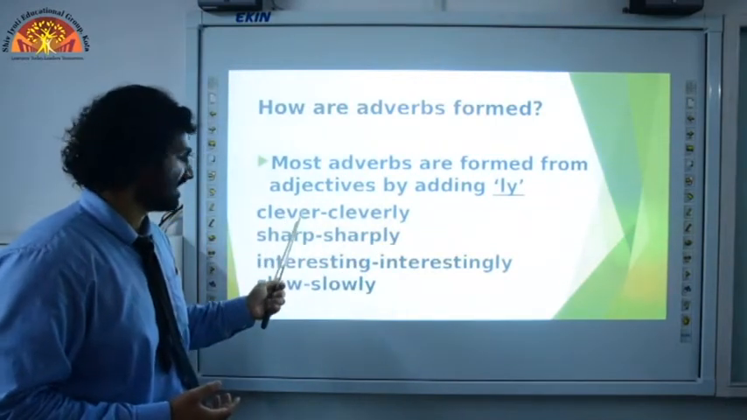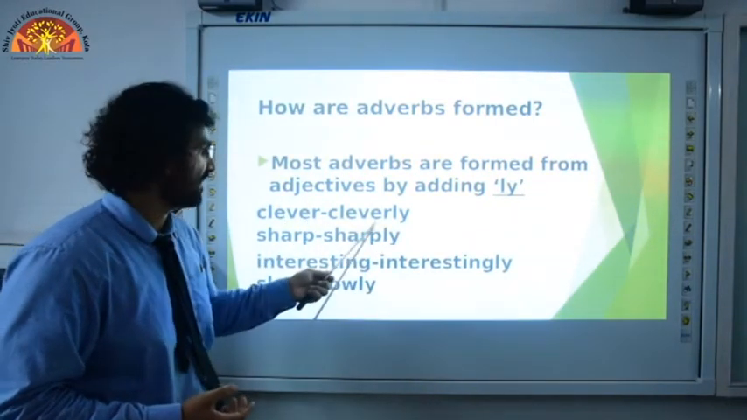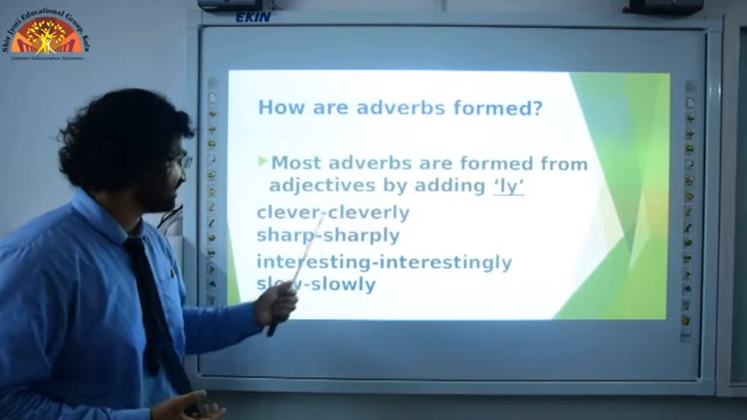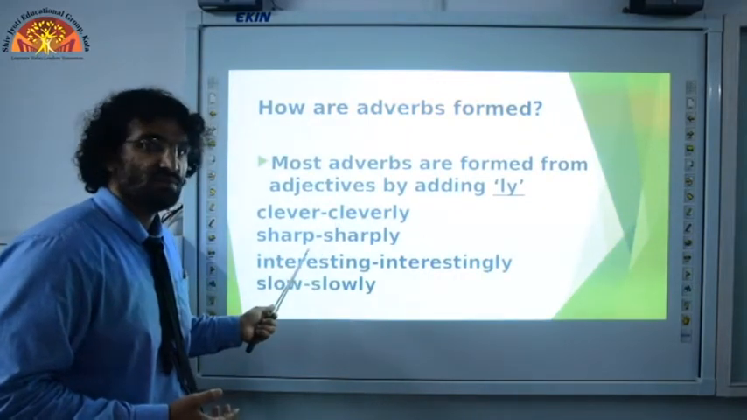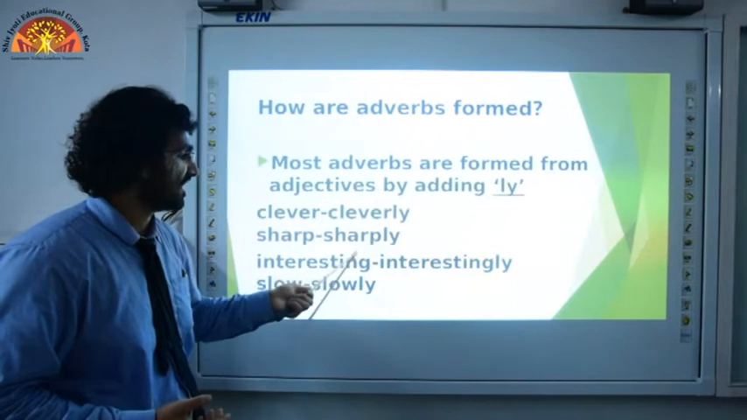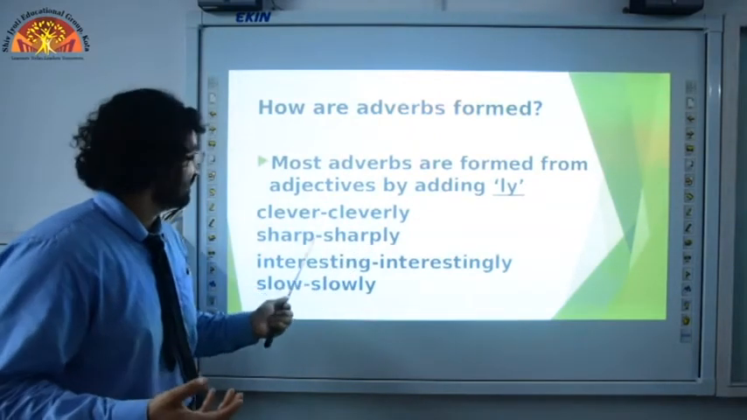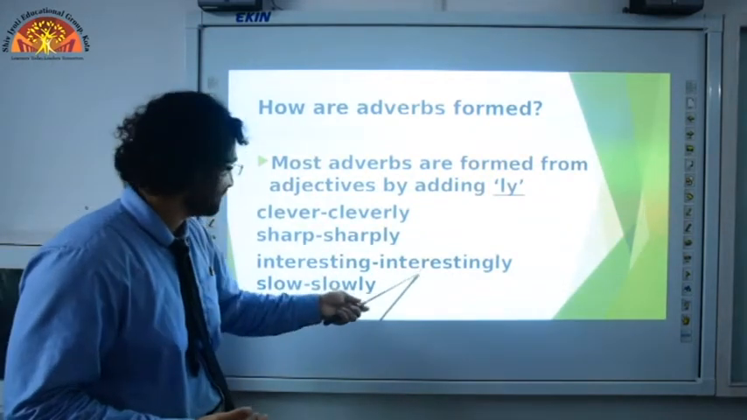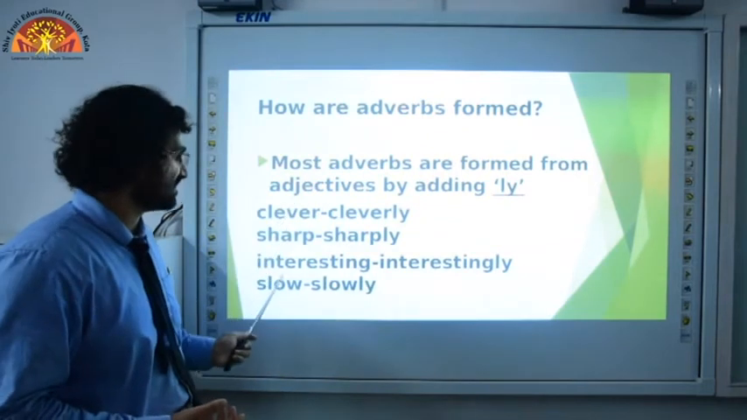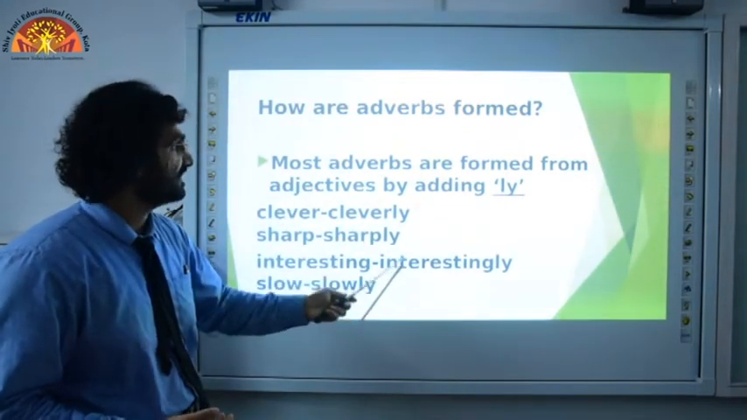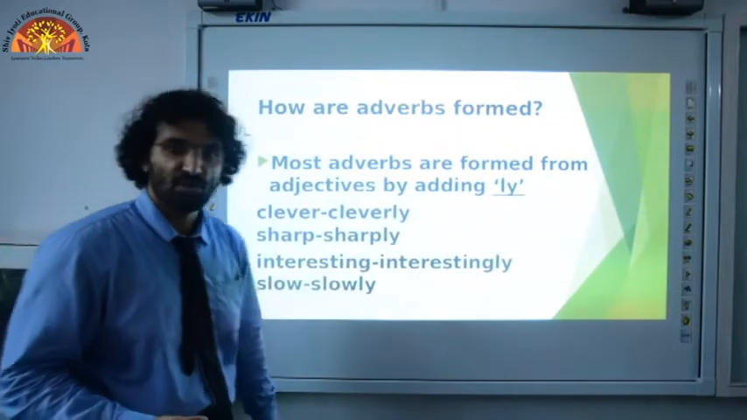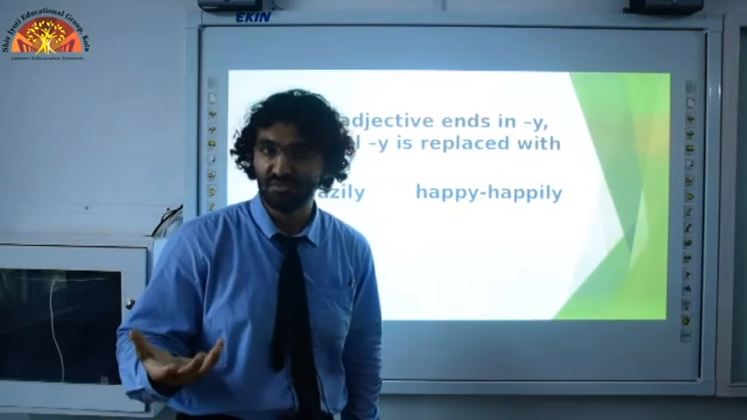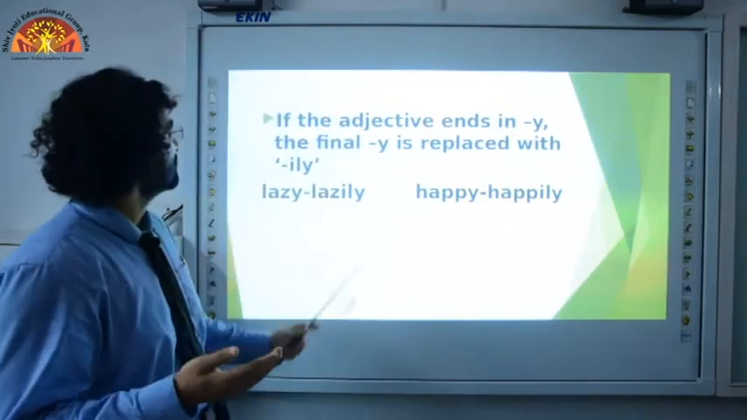Very clever is an adjective. We have added ly, and this has now become an adverb. Clever, cleverly. Similarly, sharp is an adjective here. We have added ly, and it has now become an adverb. Clever, cleverly. Sharp, sharply. Interesting, interestingly. Slow, slowly. So these are all adjectives and these are all adverbs. That is how we form adverbs. But this is not always the case. Sometimes things may be different.